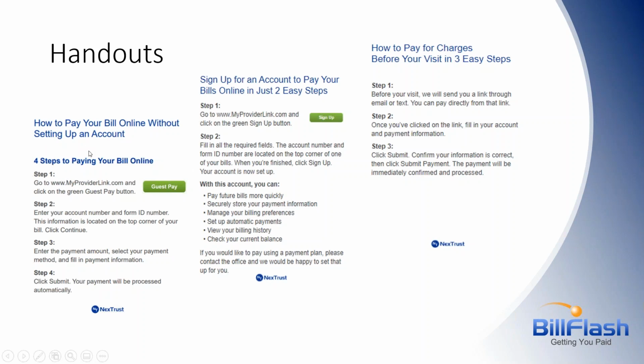There are 4 simple steps for those patients to go online and pay their bill using GuestPay, using LinkPay. Actually, the far left is GuestPay, the far right is LinkPay. So I had those mixed up. But GuestPay on the far left here will let your patients know if they go to myproviderlink.com, press the green GuestPay button, they're going to be given an account number and a form ID on their Bill Flash statement. If that's a paper statement, it's up on the top right-hand corner. It's in the same place on an electronic statement, but there's not a corner of the page. It's just at the top of the screen that you have there.